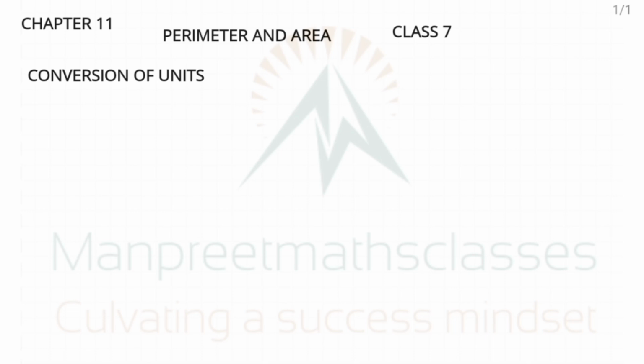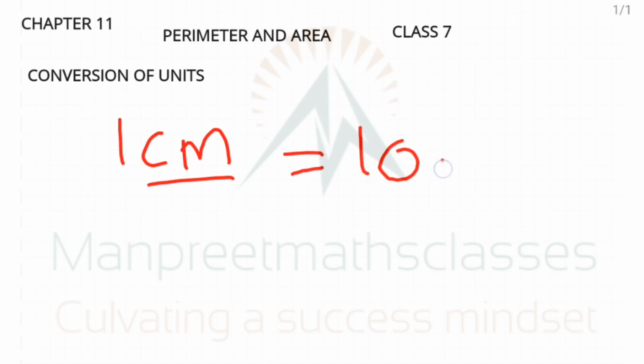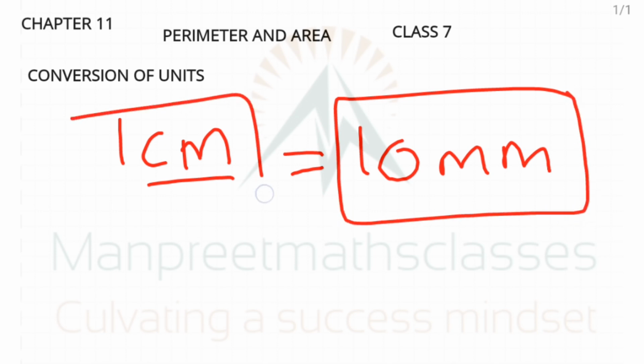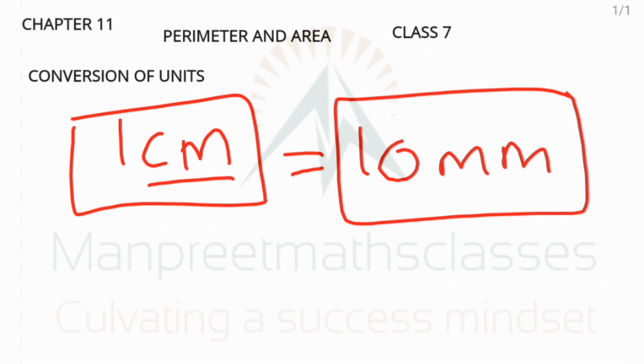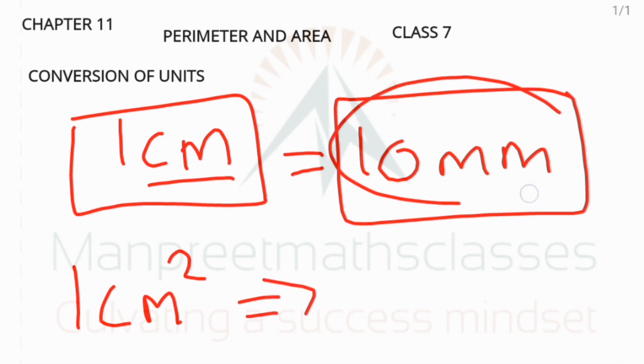So let's start. Our first topic is conversion of units. What does conversion of units mean? Suppose 1 centimeter. Centimeter is 1 unit, and if you are going to convert it into millimeter, it means 10 millimeter. The value 10 millimeter is equal to 1 centimeter. If you have an area of 1 centimeter square and they are asking you to convert it into millimeter, the value of 1 centimeter is 10 millimeter.